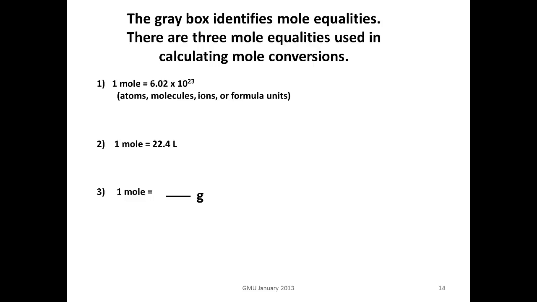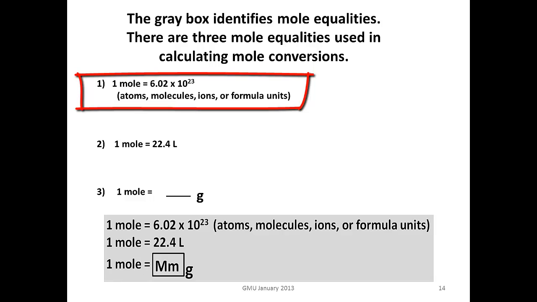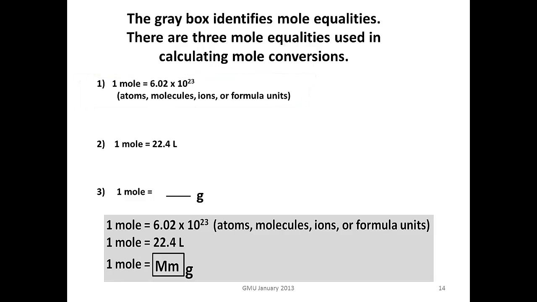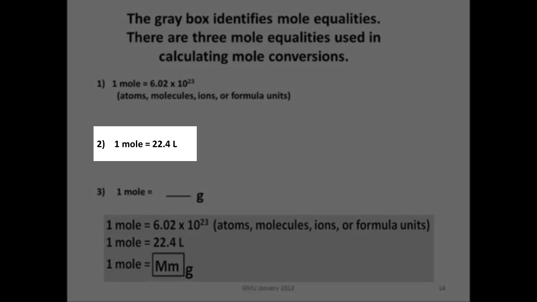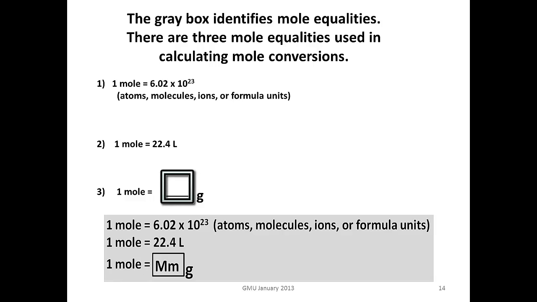The gray box: identify mole equalities. There are 3 mole equalities used in calculating mole conversions. You've just learned about 1 mole equals 6.02 times 10 to the 23rd. That's for atoms, molecules, ions, or formula units. We'll also use 1 mole equals 22.4 liters, or 1 mole equals a certain number of grams. We'll learn about the grams and the mole in the next movie. That's molar mass.